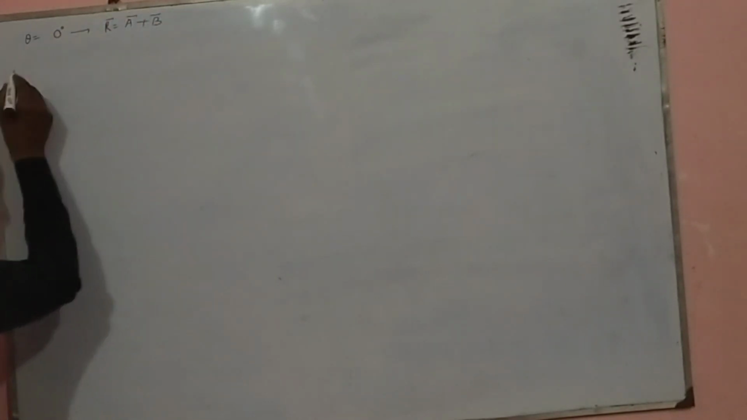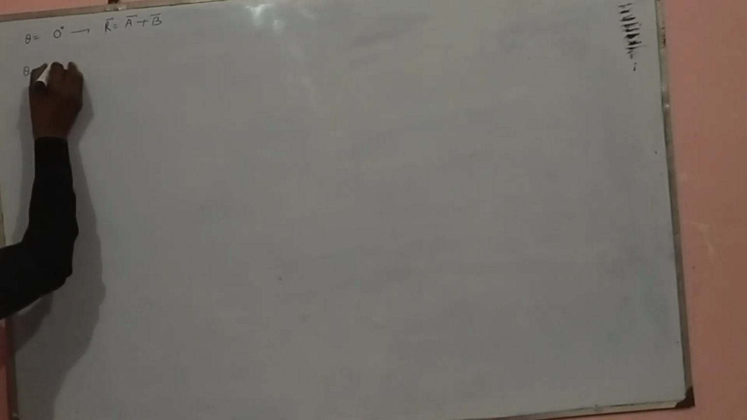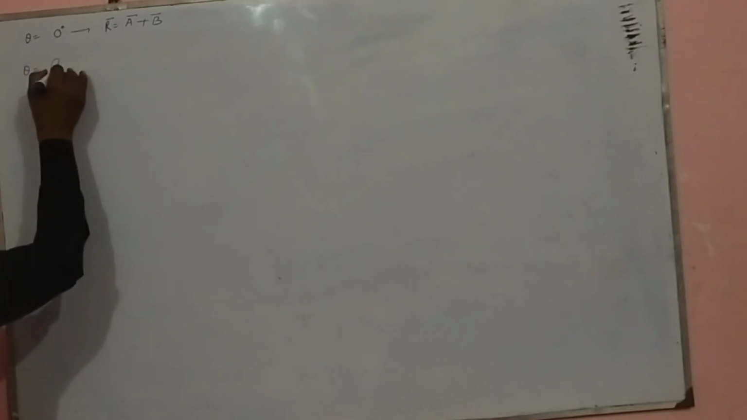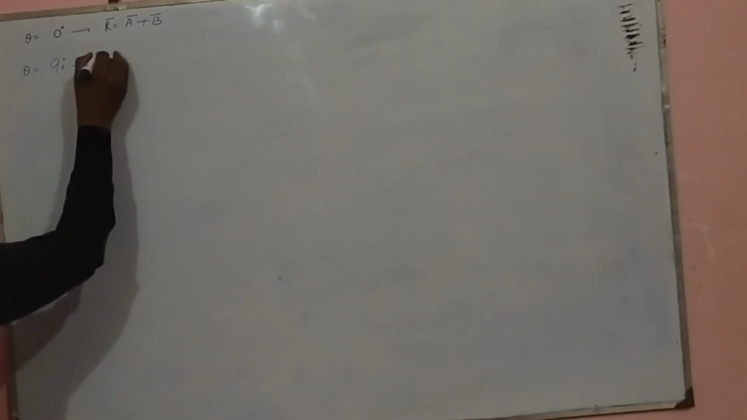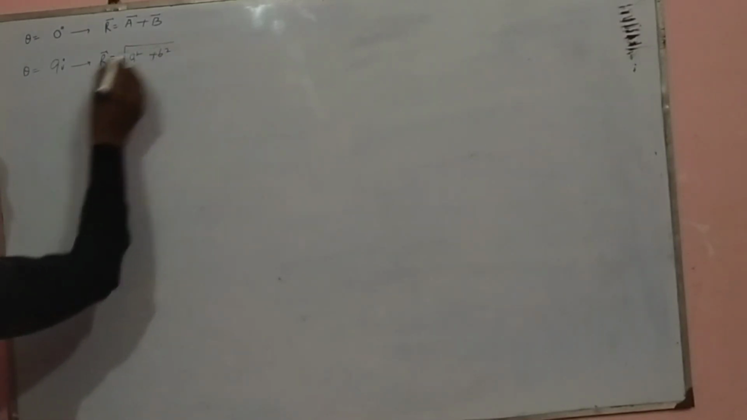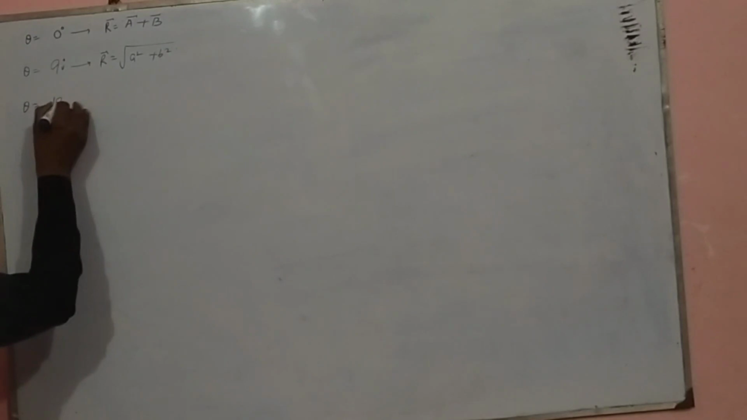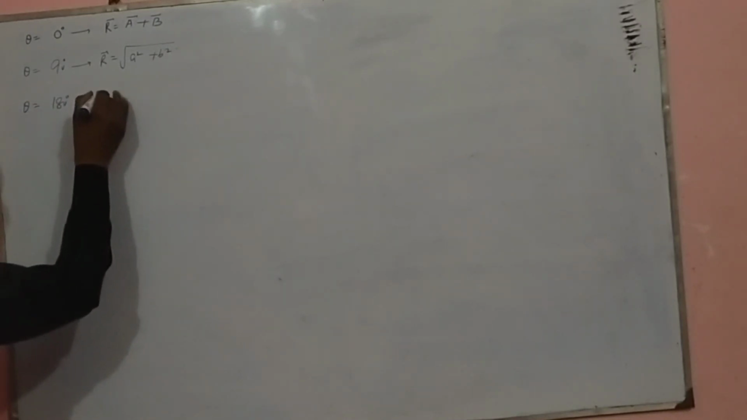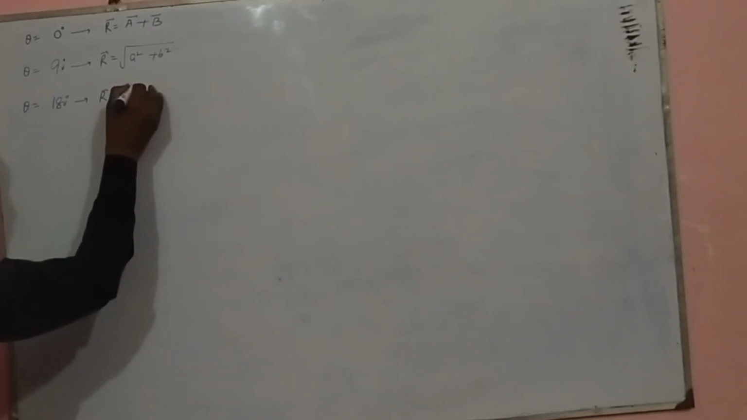So as we have seen, at an angle of 0 degree, cosine law is reduced to a plus b. At an angle of 90 degree, cosine law is reduced to a square plus b square. At an angle of 180 degree, the cosine law is reduced to a minus b.